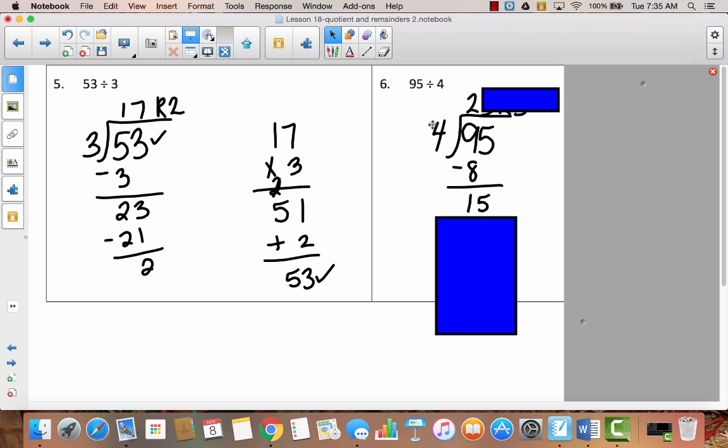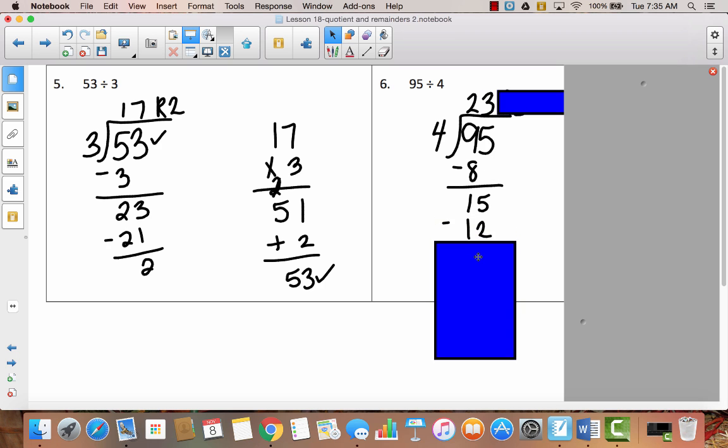When I divided 15 by 4, nothing times 4 is exactly 15. So I had to get as close to 15 as I could without going over. And I knew that 3 times 4 would give me 12, and 15 minus 12 gives me 3.